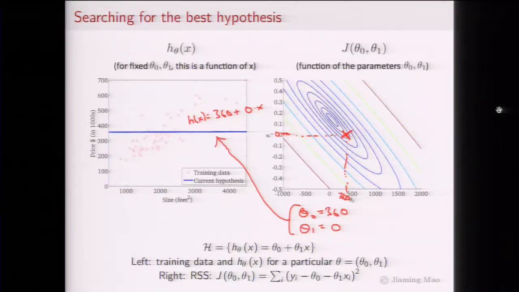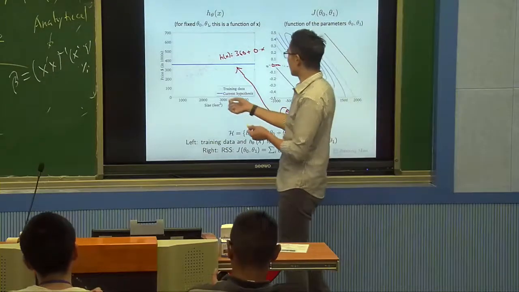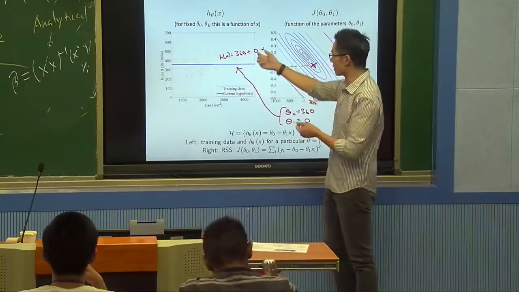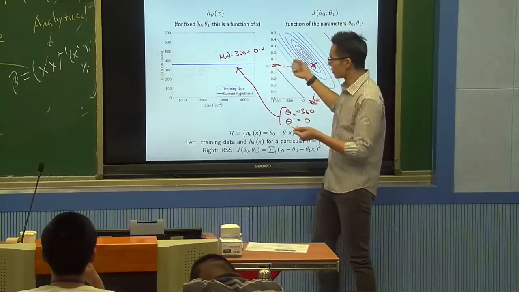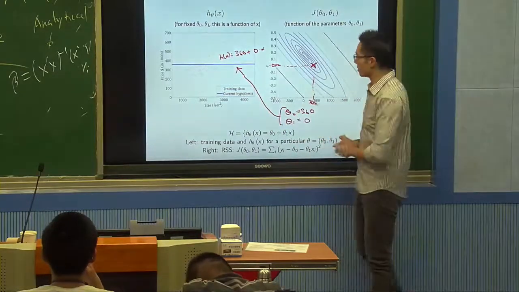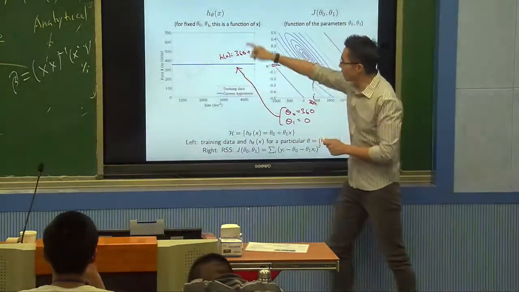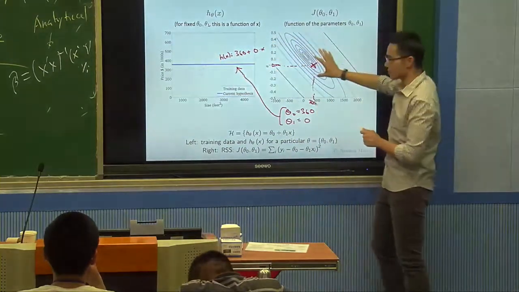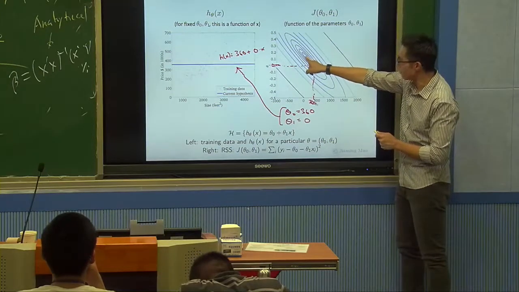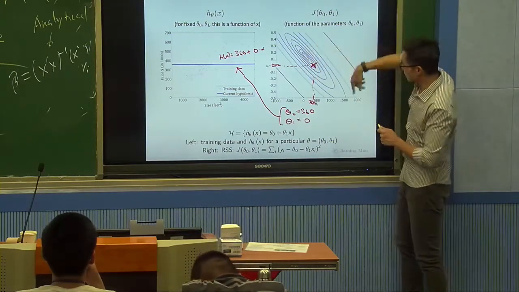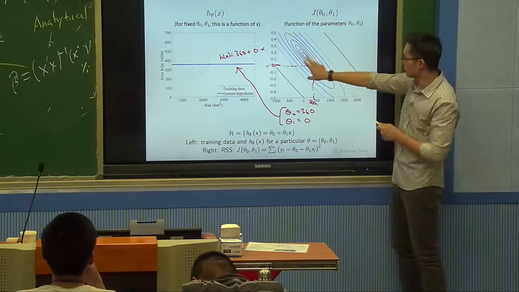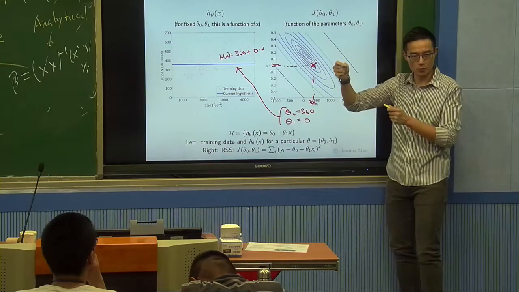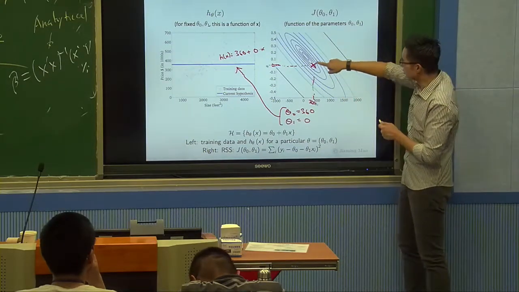So let's begin with maybe just 360 plus zero. Let beta 0 be 360, let beta 1 be 0. So it's a horizontal line, a zero line. If I use this zero line to fit my data, you can see it's not a good fit. And on this surface, the best point is here, but we are here. The farther away from this optimal point, the higher the value of the RSS, or in-sample error, which we want to minimize. So our goal is to really be here.